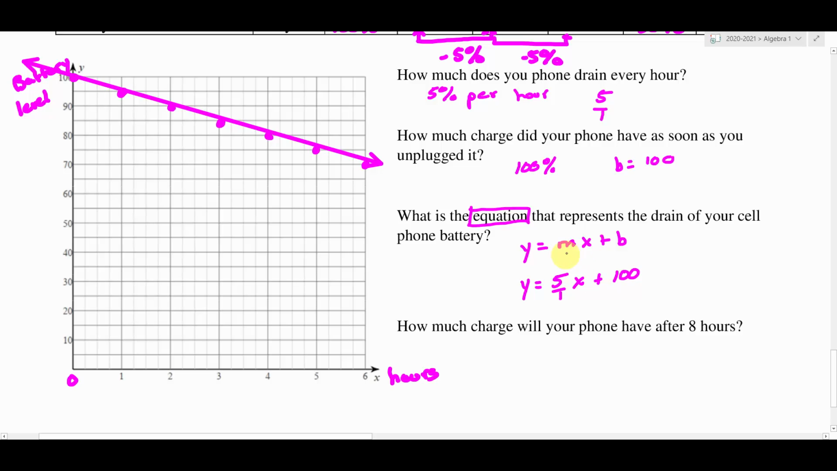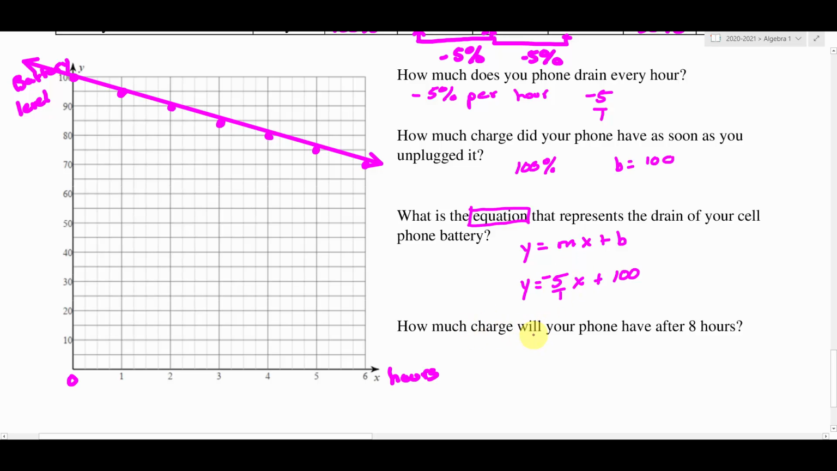So there's my equation. Now, I did make a mistake here because I forgot to say it's draining. It's going down, so it's actually going down negative 5% per hour. I'm going to put a negative in front of there. And remember, our line was going downhill. I even made a mental note that this was going downhill, so this should be a negative slope. I just need to make sure that I put a negative in front of that 5. So there's my equation.